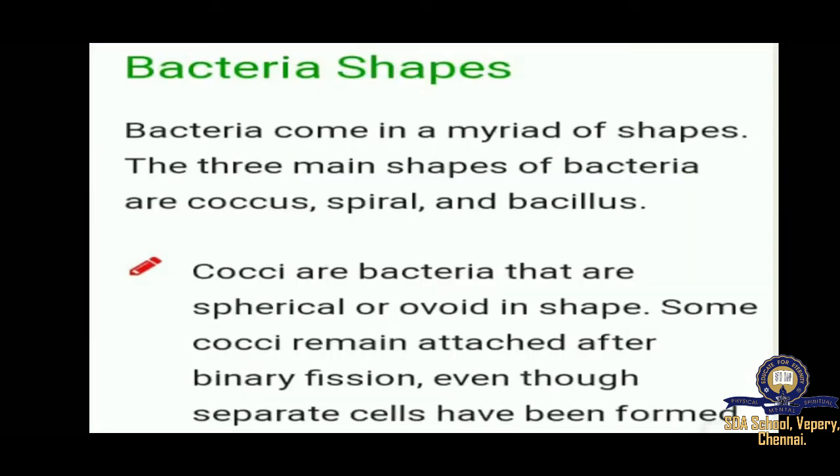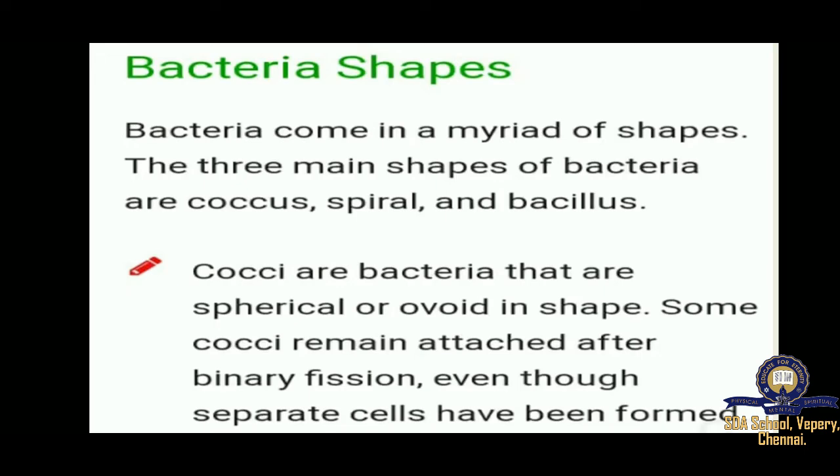There are three basic shapes of bacteria: coccus, bacillus, and spiral. Based on the plane of division, the coccus shape can appear in several distinct arrangements: diplococcus, streptococcus, tetrad, sarcina, and staphylococcus. The bacillus shape can appear as a single bacillus, a streptobacillus, or a coccobacillus.